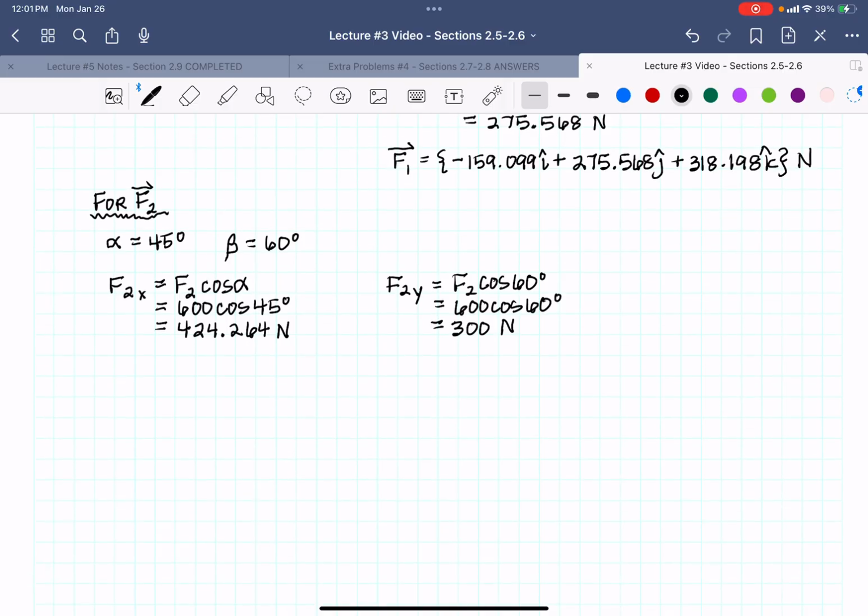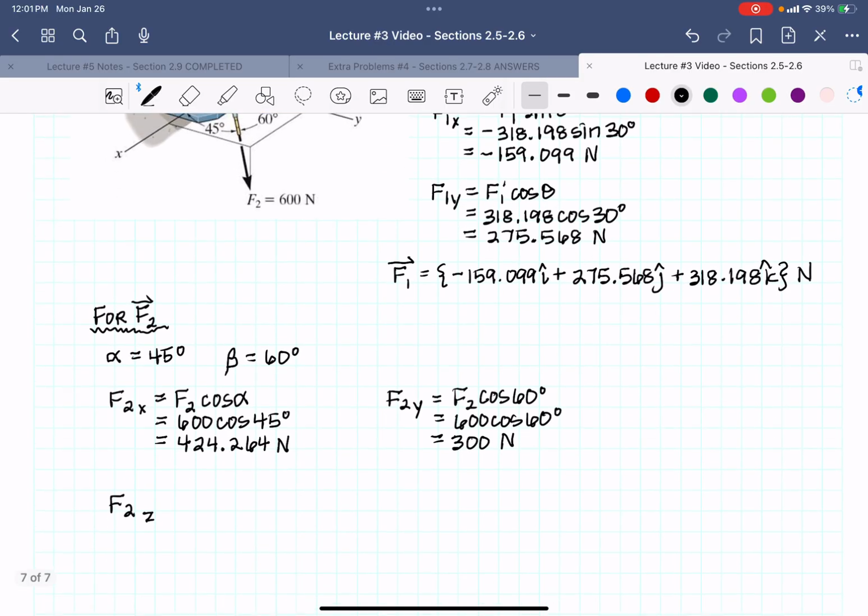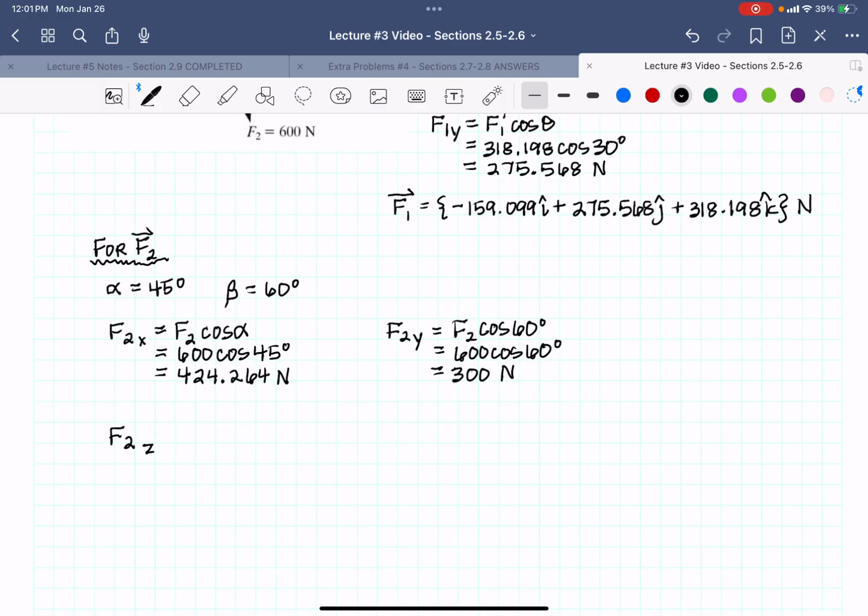There are two ways we can find the z component. The first way is that we could do the cosine squared equation and find gamma, and then use the cosine to find z. Or we can do what I'm going to choose to do and use the Pythagorean theorem. So if I use that, then F2 of z. And by inspection, notice that it is negative because it does point down. So when I do this, I'm going to have to put a negative in front of it.